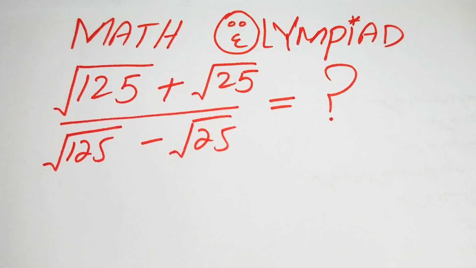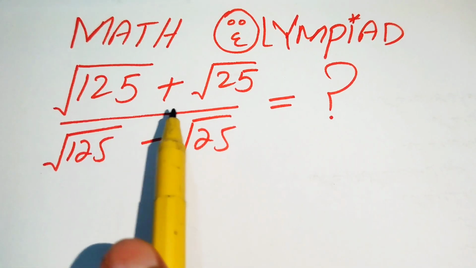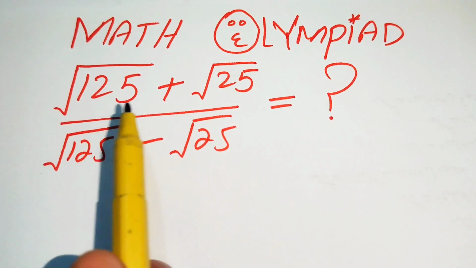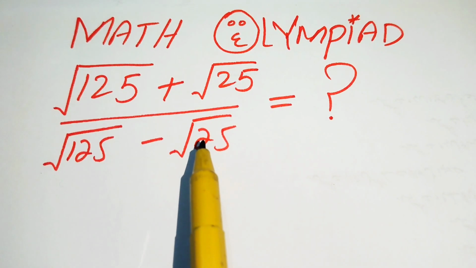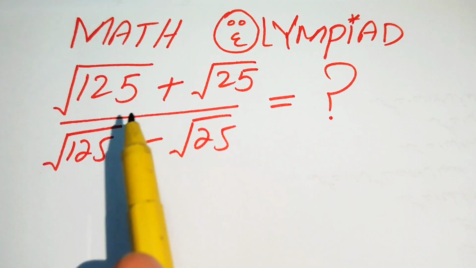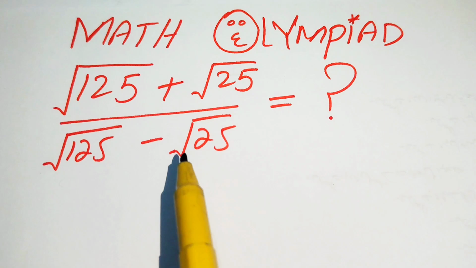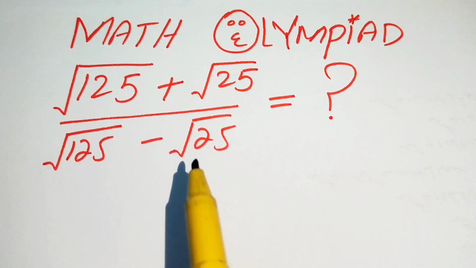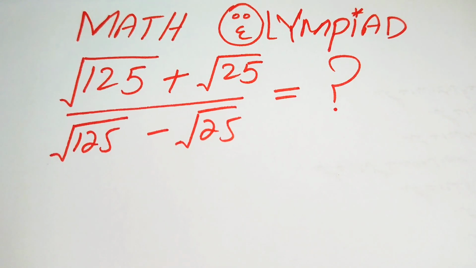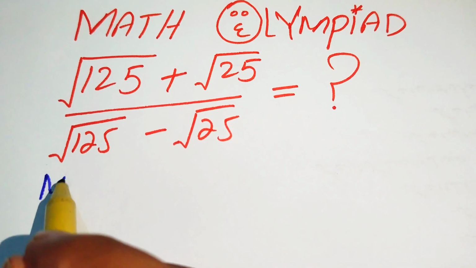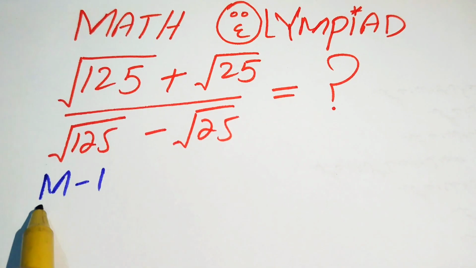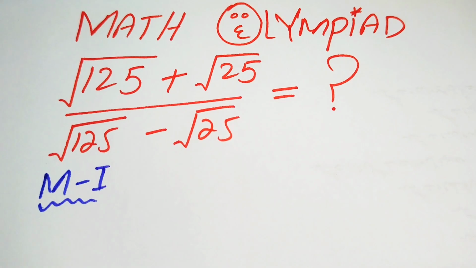And here we have (√125 + √25) divided by (√125 − √25). We convert this algebraic expression into the simplified form. Here we can solve this problem by two methods. So now first we discuss our first method.